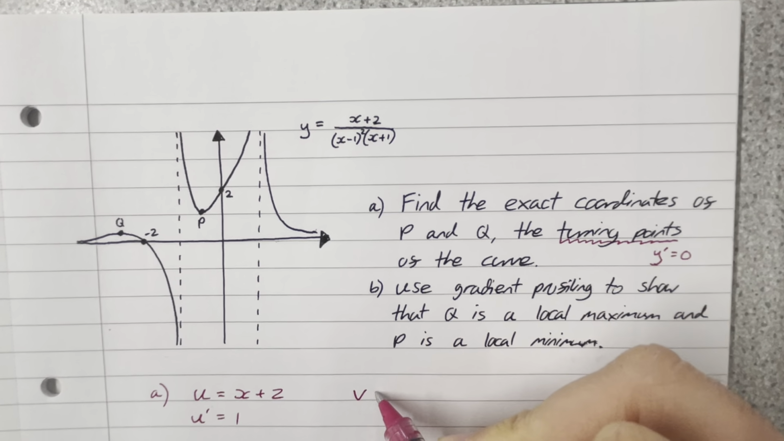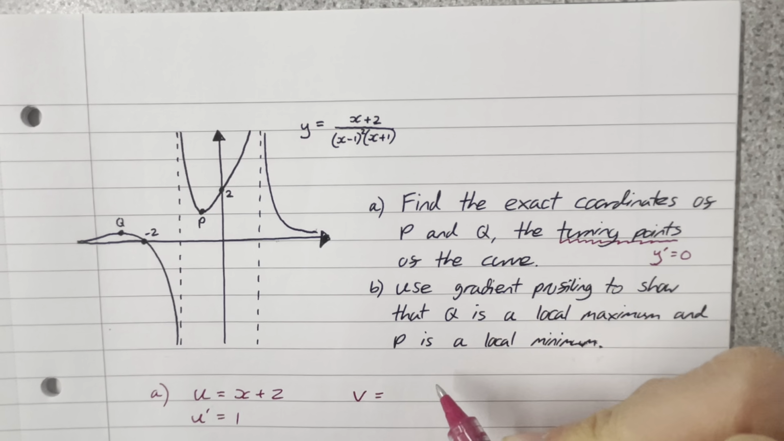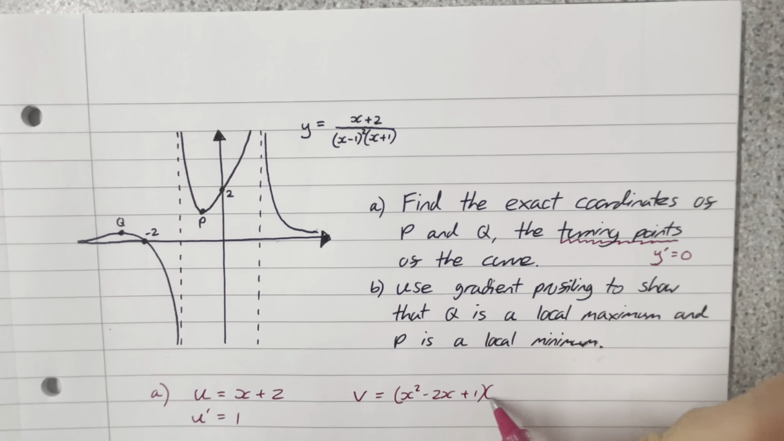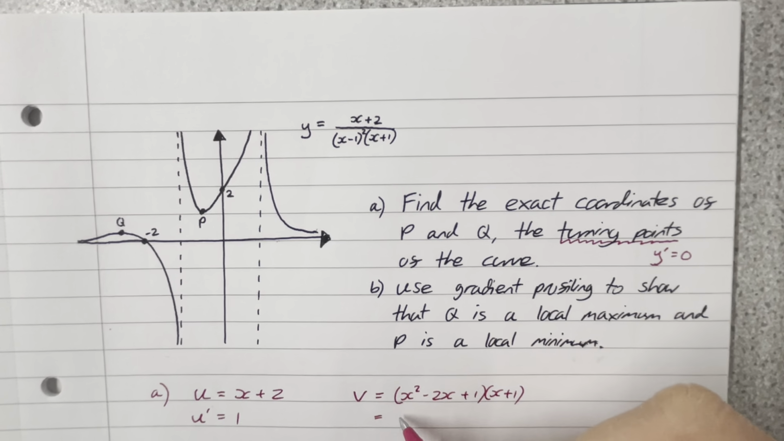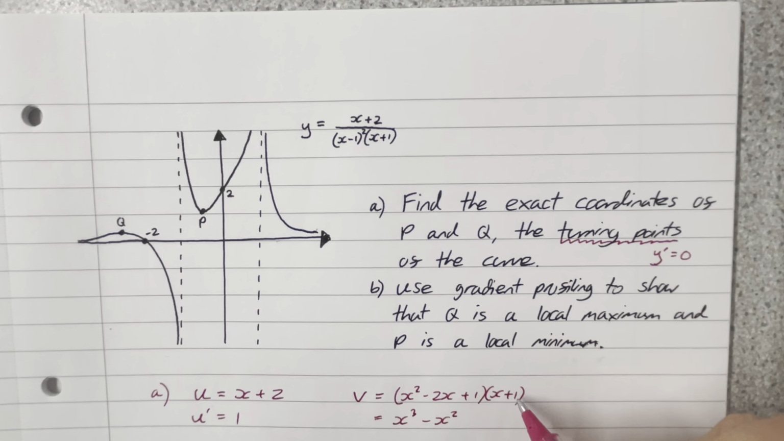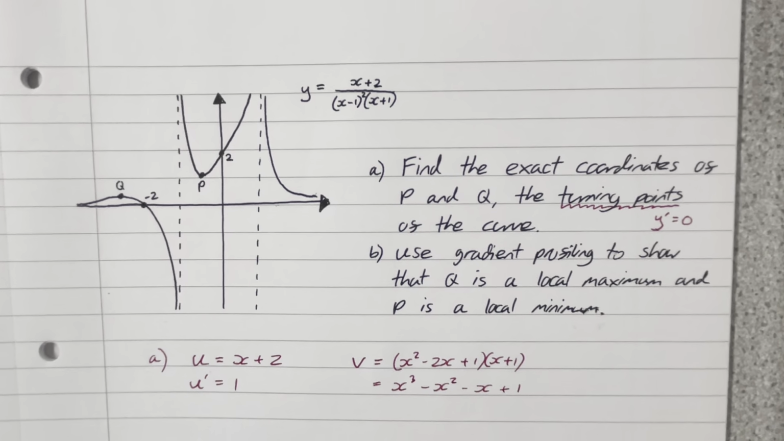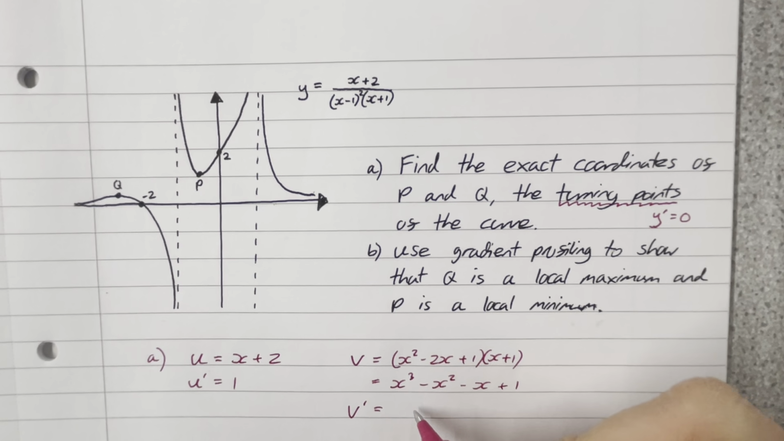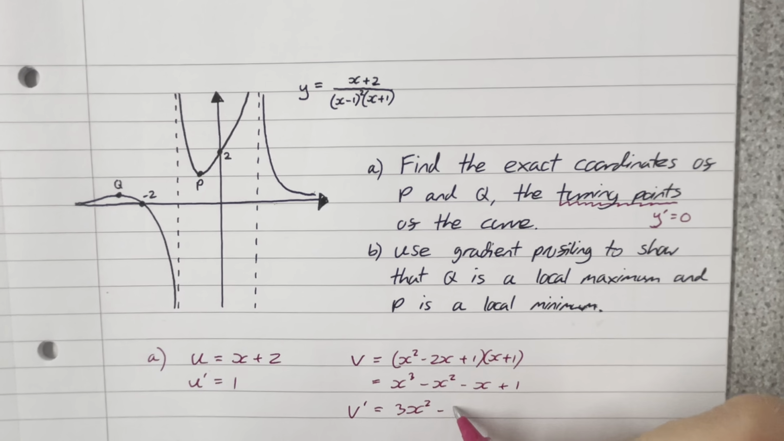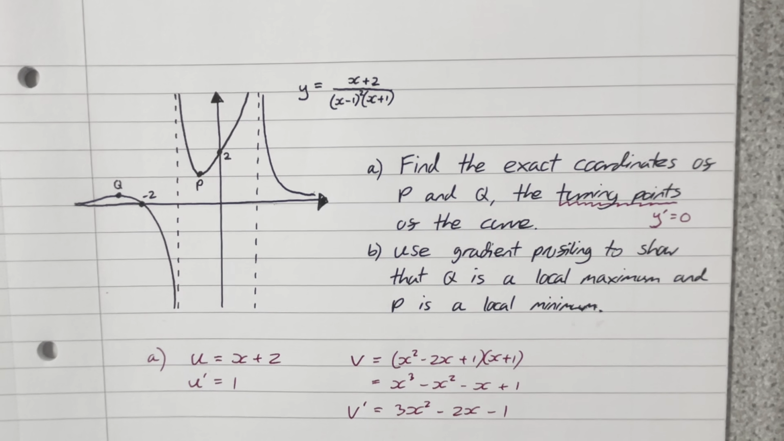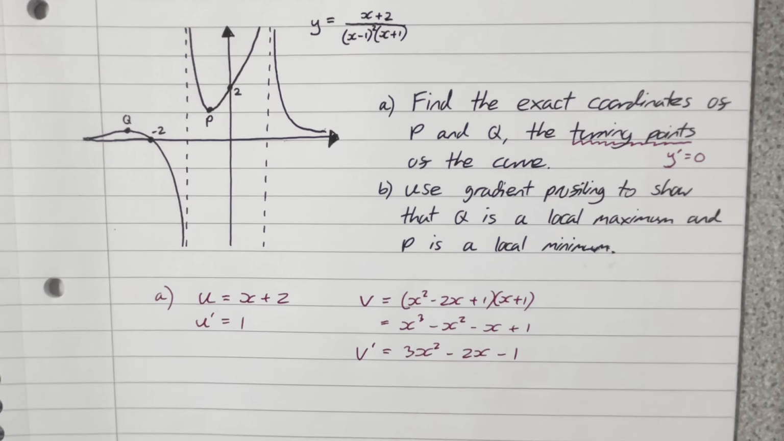And then we're also going to have v, which is the bottom, which I'm going to multiply out the brackets. So I'm going to get x squared minus 2x plus 1 times x plus 1, which is going to be x cubed minus 2x squared plus 1 is minus x squared, minus 2x plus x is minus x, and then plus 1. And then I need to differentiate that to get v primed, which is going to be 3x squared minus 2x minus 1. Okay, so now we've got the 4 pieces I need for the quotient.